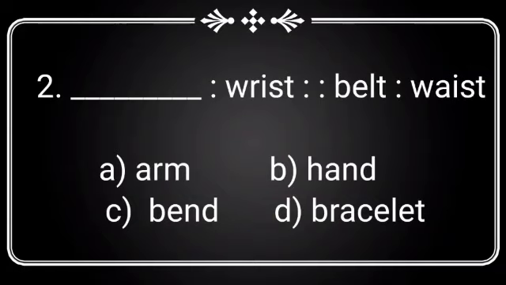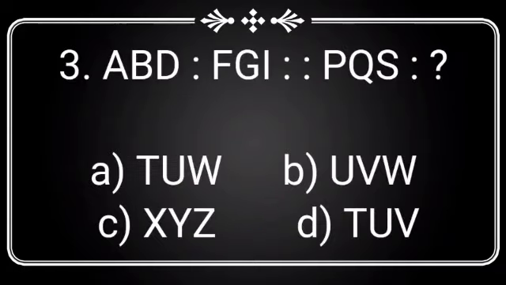Okay, next question. A, B, D, F, G, I, P, Q, S and question mark. Here are four options: T, U, W; U, V, W; X, Y, Z; T, U, V. Now we want to see the question. First, what is given? A, B, D. So which letter is missing? A, B, C, D. Yes, the third letter, C, is missing.